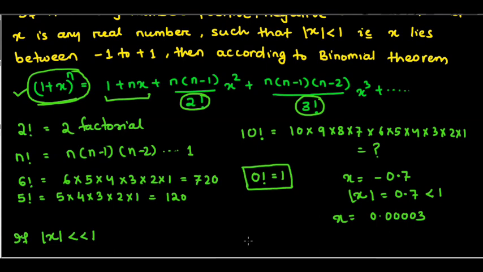For example, if I take x equal to, let us say, 0.01. 0.01 means what? It is 10 to the power minus 2.